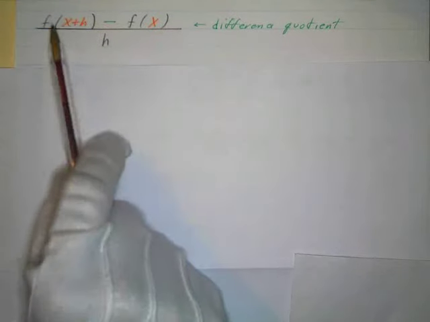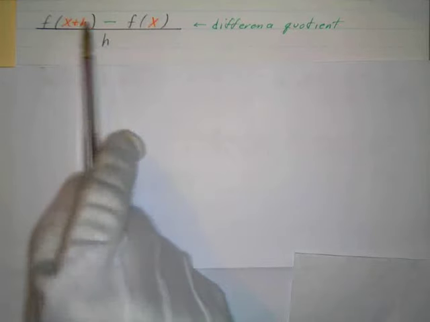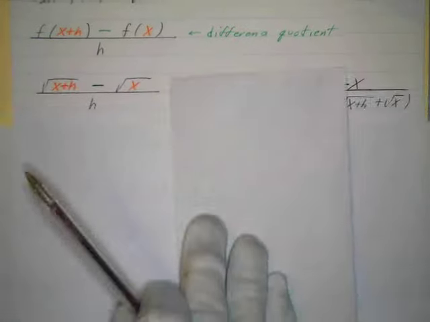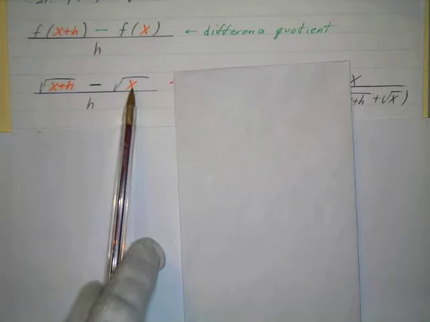So every time I see f in here, it's going to be the square root of whatever's in here. So it's going to be the square root of x plus h minus the square root of x, over h.